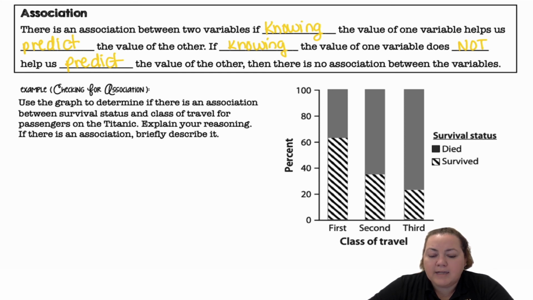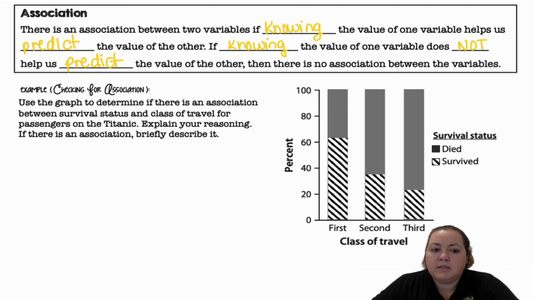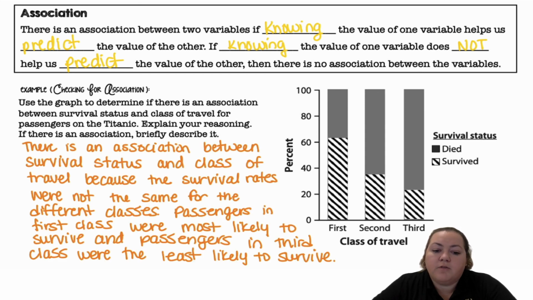All right, and so I can see that the bars are not even, right? So if everything for survived was all about the same height, then we would say that there is no association. But because they're different heights, that means if I know that they were first class, I know that they had a higher percentage of surviving versus if they were third class, they had a higher percentage of dying. All right, so we're going to say there is an association between survival status and class of travel because the survival rates were not the same for different classes. Passengers in first class were most likely to survive, and passengers in third class were least likely to survive.